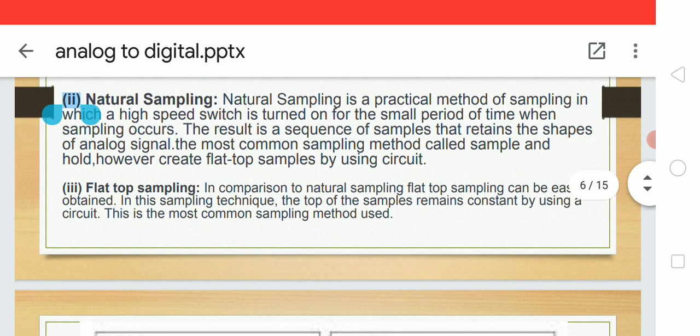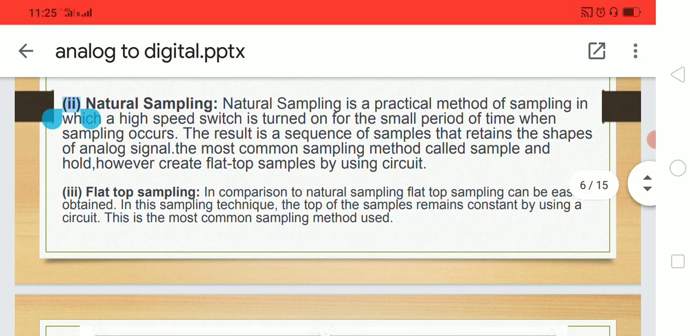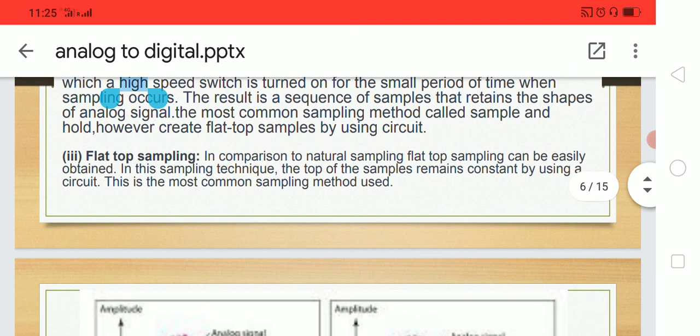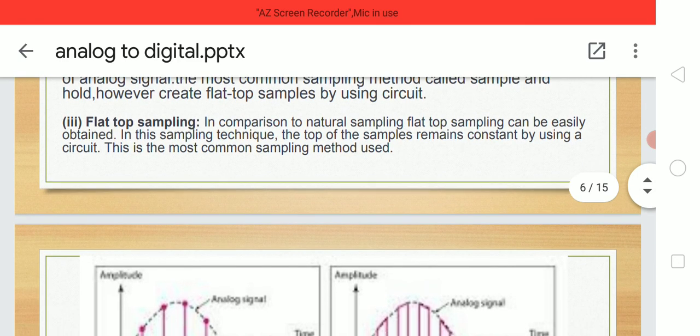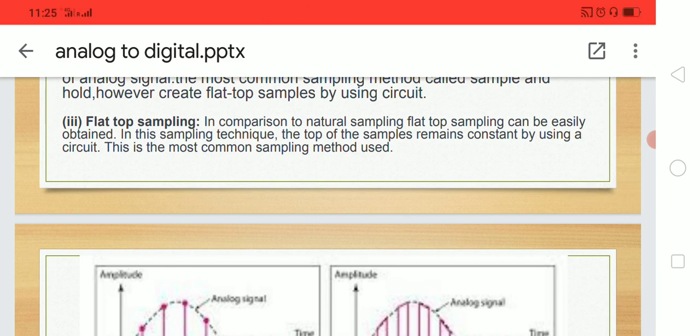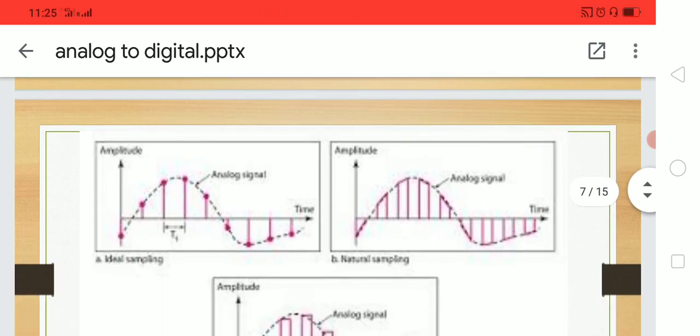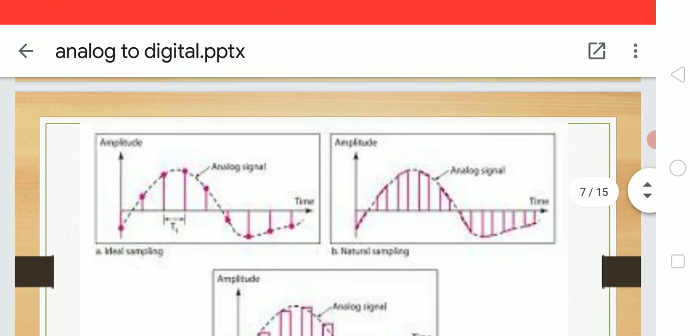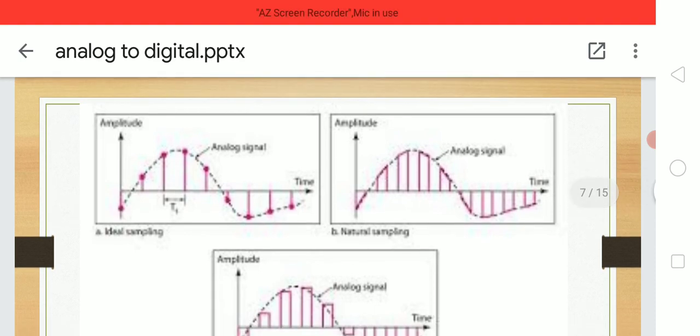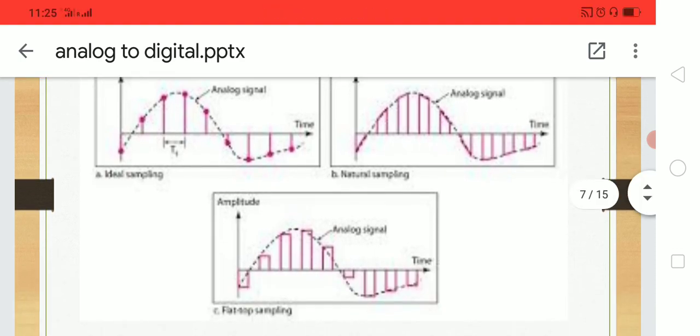And flat top sampling, in comparison to natural sampling, can be easily obtained. In this sampling technique, the top of these samples remains constant by using a circuit, and this is the most common sampling method used. Here having the structure of the 3 sampling techniques: ideal sampling, natural sampling, and flat top sampling.